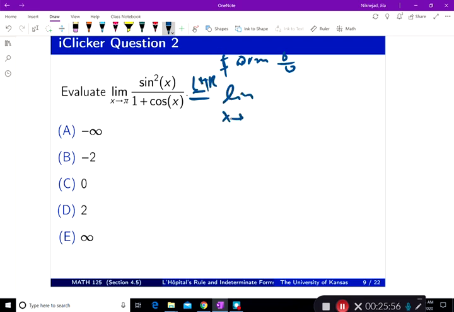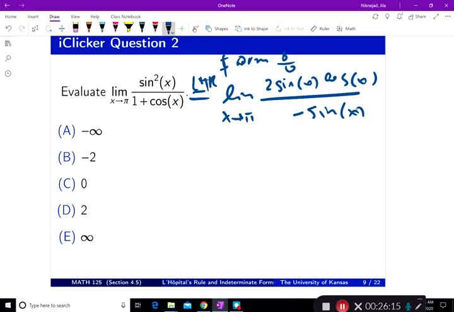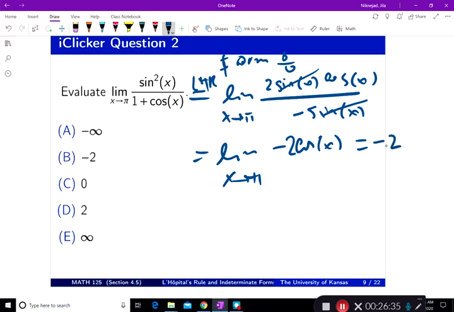Then the limit as x approaches pi: the derivative of sine squared of x is going to be 2 sine of x cosine of x by the chain rule, and the derivative of the denominator is minus sine of x. Now at this point I know that I can cancel the sine of x from top and bottom, and I end up with the limit as x approaches pi of -2 cosine of x. Cosine of pi is -1, so -2 cosine of pi is 2. And the answer is 2. D.